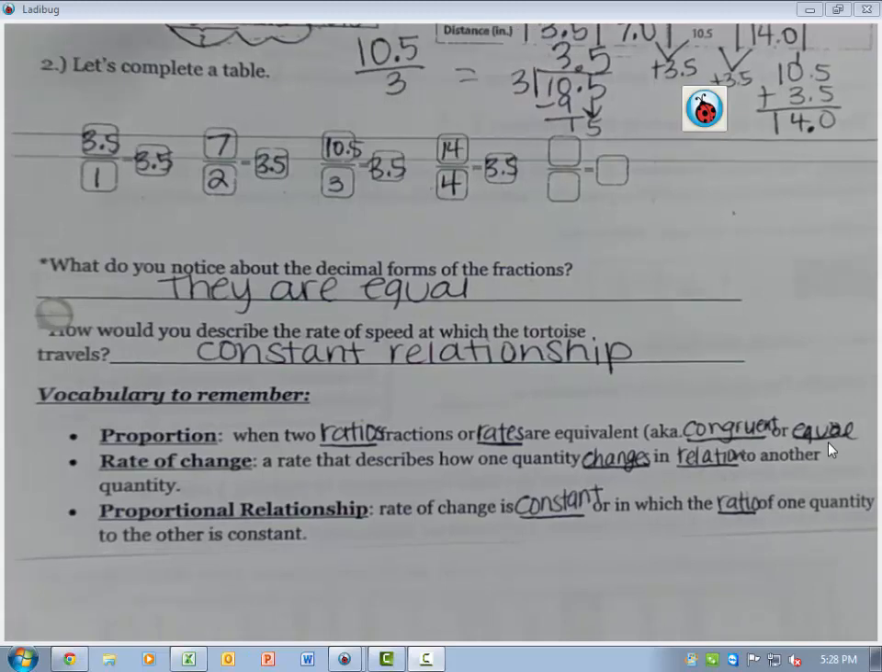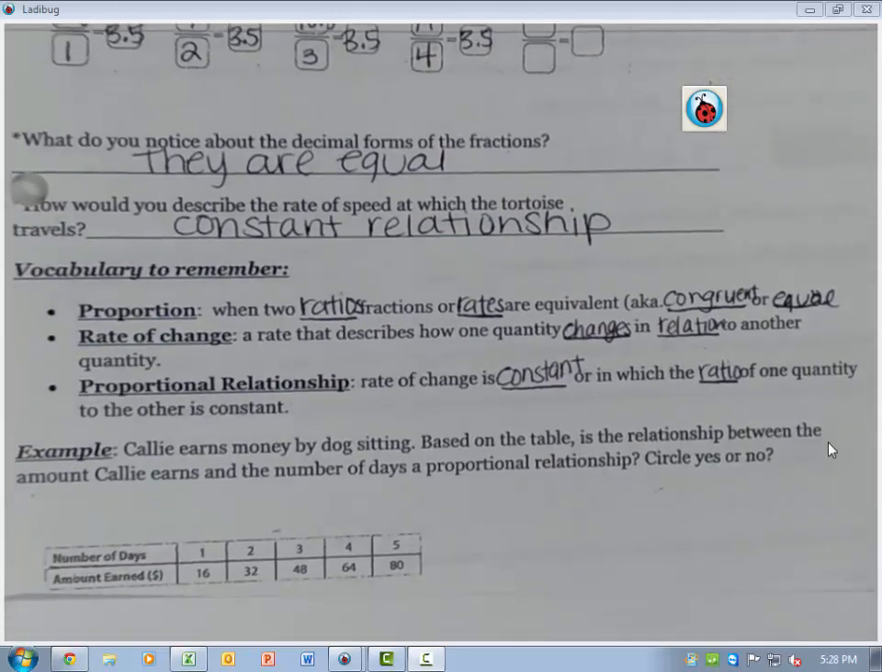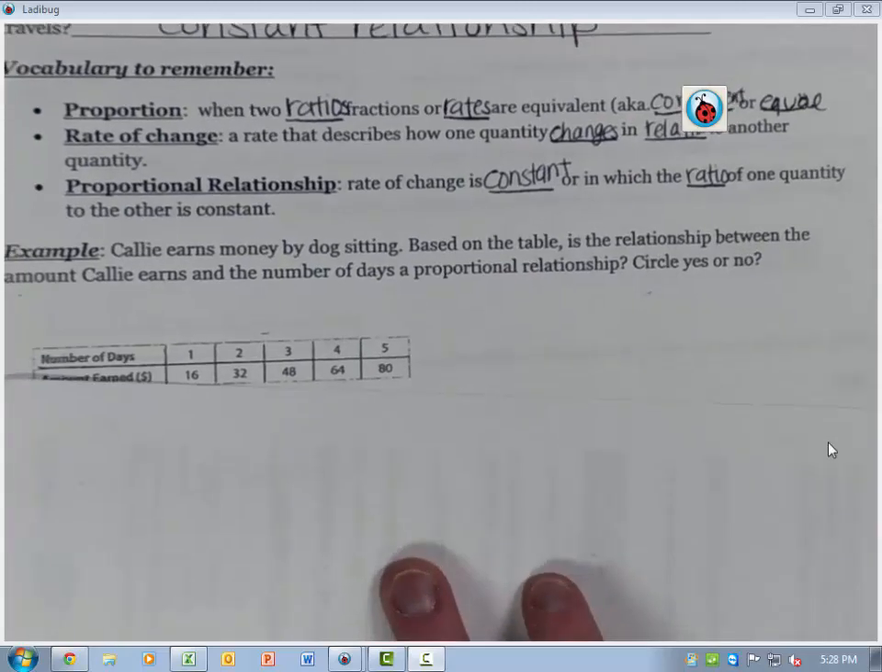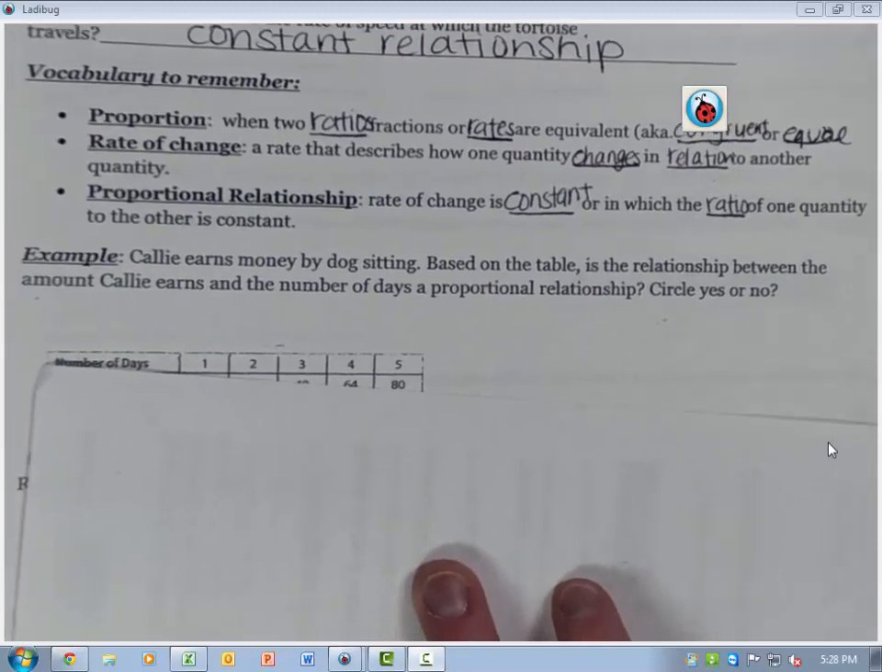Okay, so let's try another example, because I know from all that information it might not be clear just yet. And this is kind of a tough one, tough unit. But we're going to get through it. We're going to know it.